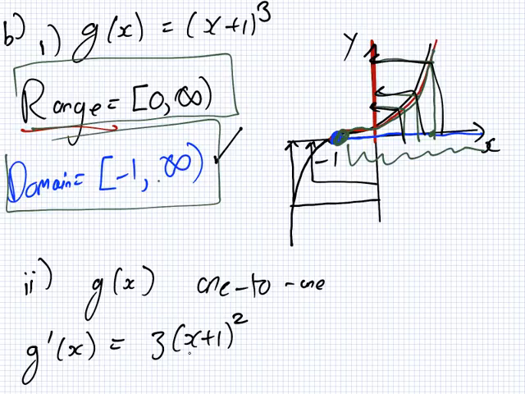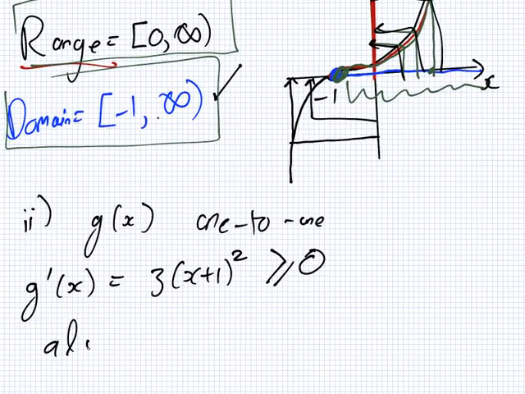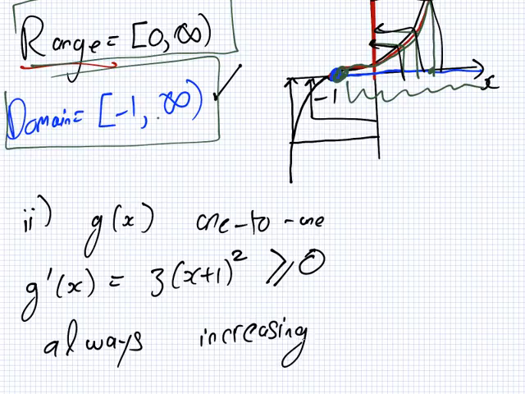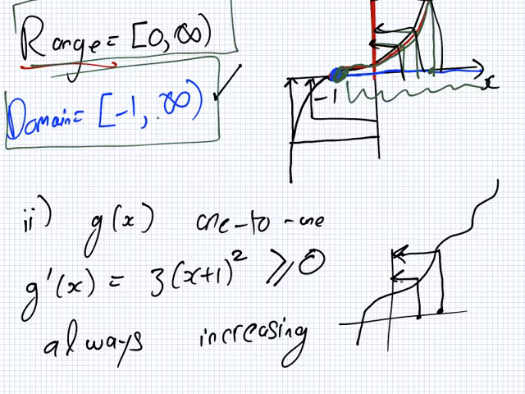Anyway, the derivative here is 3 times (x plus 1) squared, which is always positive, which means it's always increasing. That's one reason it's 1 to 1, because if the graph is always increasing, it means you always get different values. That's one way to show it. And because the question is only two marks, I think this is the best way to show it. Yeah?